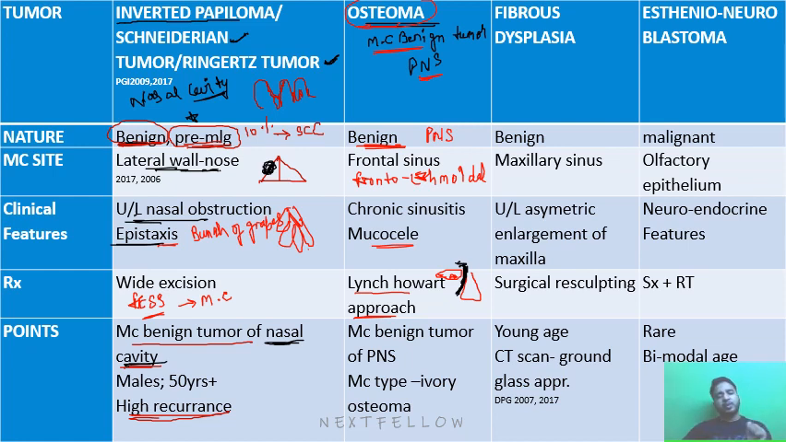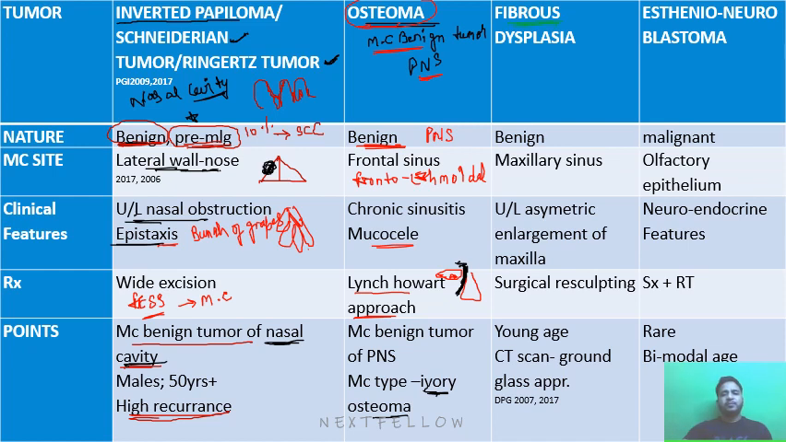Osteoma is the most common benign tumor of paranasal sinuses. Most common site is the frontoethmoidal region, or we can say frontal sinus, and the most common type is ivory osteoma. Every point is important, so concentrate. This is a very brief idea about all the tumors, but every point is important.